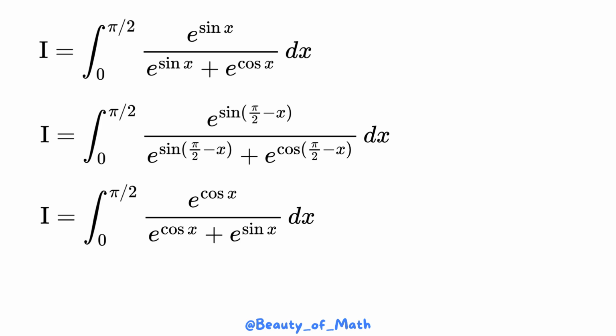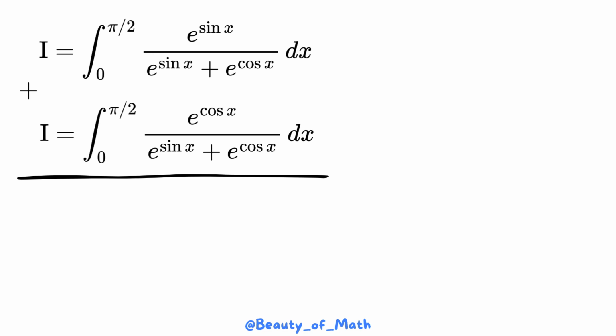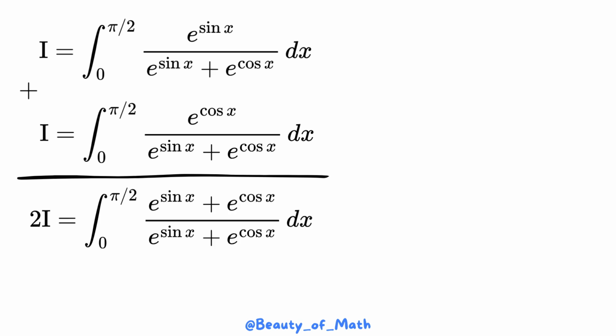And notice something incredible. The denominator of this new integral is exactly identical to the denominator of our original integral. Since both equations are perfectly equal to capital I, let's add them together. On the left side of our screen, I plus I gives us 2I. On the right side, because both integrals share the exact same denominator, we can combine them into a single integral running from 0 to pi over 2.